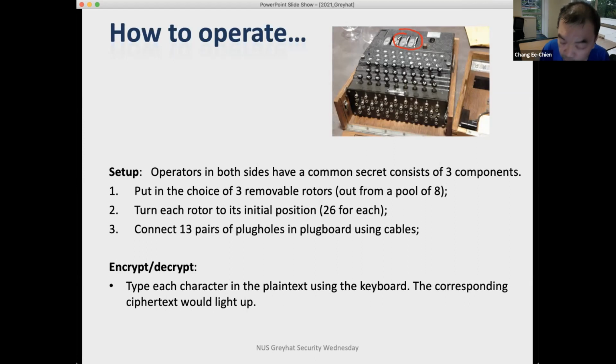After you put them in, you have to rotate them and turn them to the initial location. There are 26 possibilities. So you turn them to the initial location, and then link this up. There are 13 pairs of them. Link them up. These are the secret key. After the operator does this, he starts to type. You type A and something lights up, encrypted to this. Then you type this, and something else lights up, encrypted to this. Fine.